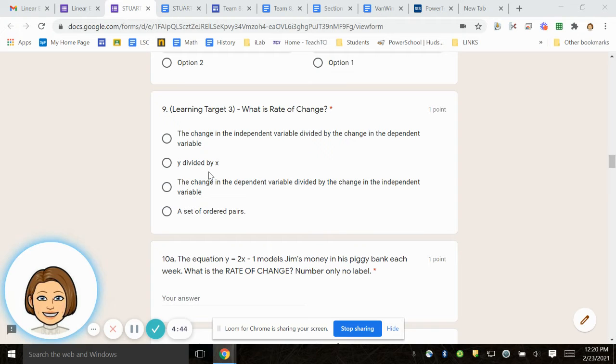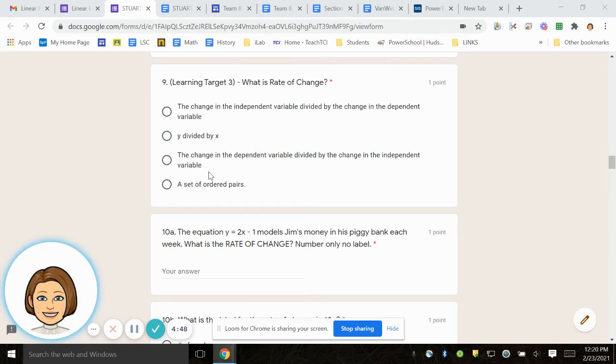Number 9, what is the rate of change? Be careful with this one. What I would do is I would do a little mind dump. Okay, and then whatever it says, that's your answer. Is it the change in the independent variable divided by the change in the dependent variable, y divided by x, the change in the dependent variable divided by the change in the independent variable, or a set of ordered pairs?